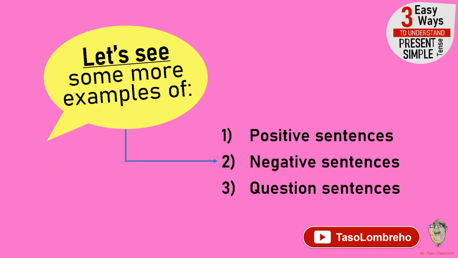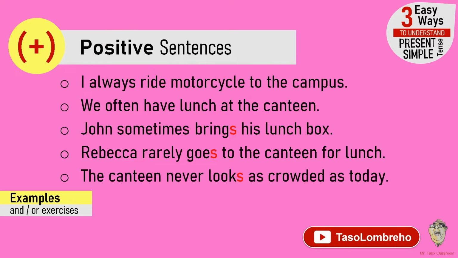Let's see some more examples of positive sentences, negative sentences, and question sentences. Positive sentences. I always ride my motorcycle to the campus. We often have lunch at the canteen. John sometimes brings his lunchbox. Rebecca rarely goes to the canteen for lunch. The canteen never looks as crowded as today.